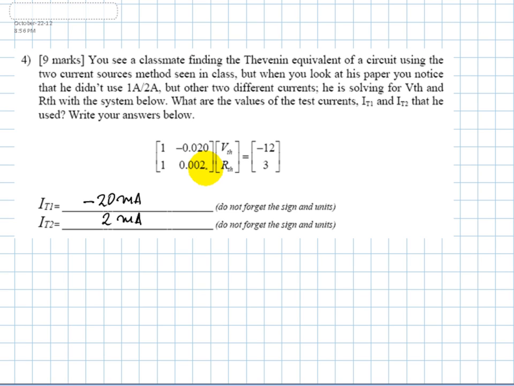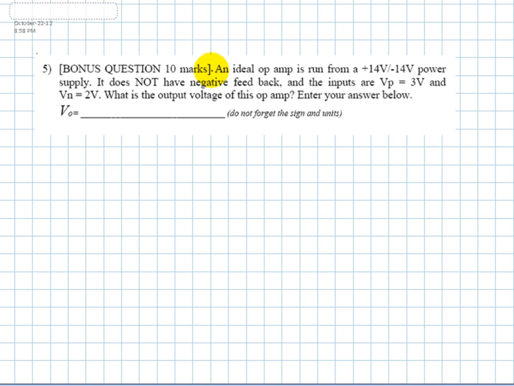And now let's go for the bonus question. This was not part of the exam. This was a bonus question, 10 extra marks for those of you who wanted to try it. There is no penalty in that one. Already the other ones carried the 100 marks of that quiz. The bonus question said, an ideal op-amp is run from a plus 14, negative 14 power supply. It doesn't have negative feedback, and the inputs are VP is 3 volts and VN is 2 volts. What is the output voltage of this op-amp?